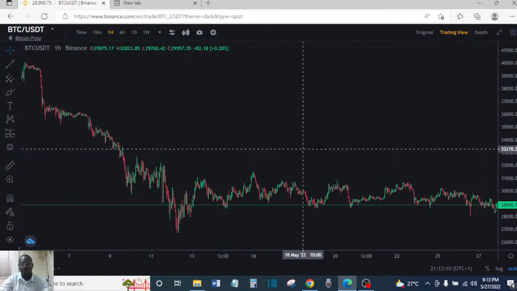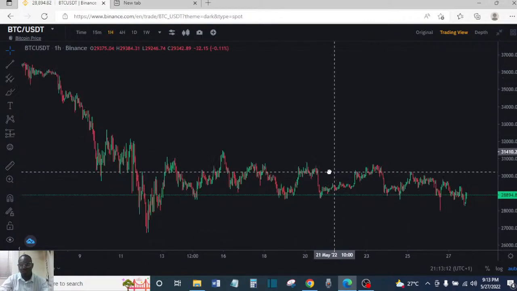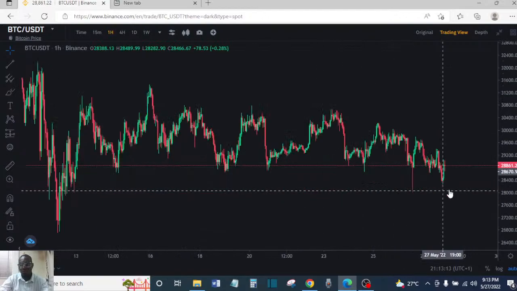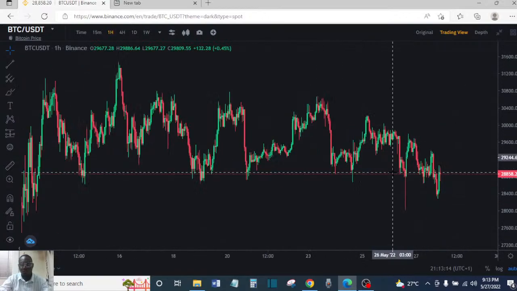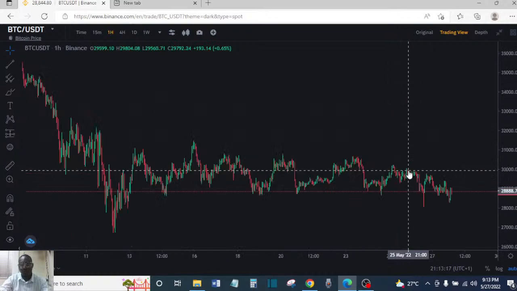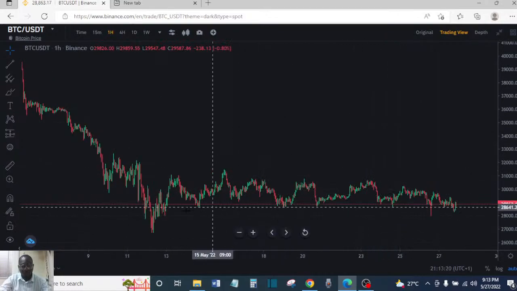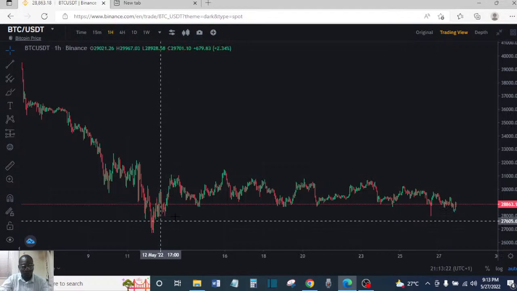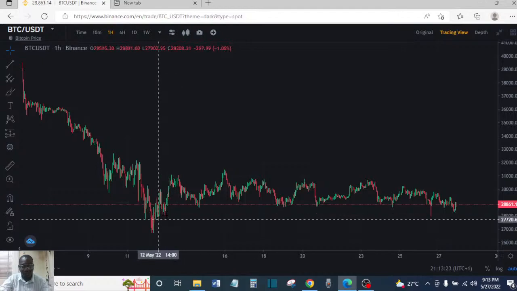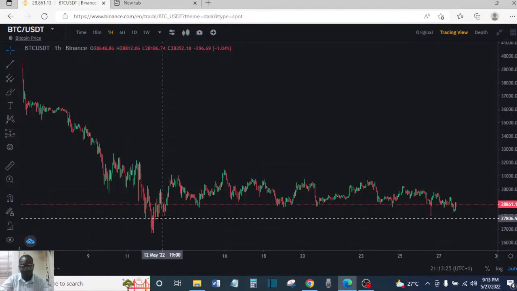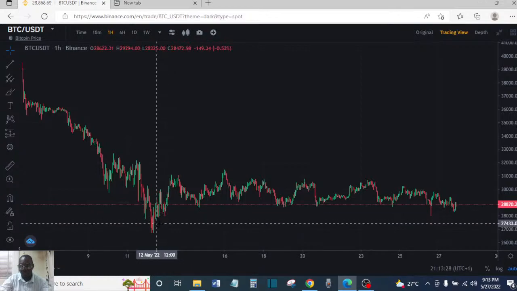So now, what is going to be their next move? That is what we are trying to discuss. When you look at it, we have some stops here. We still have some stops here, which is very important. These stops are very important.